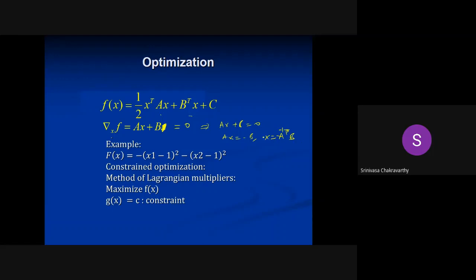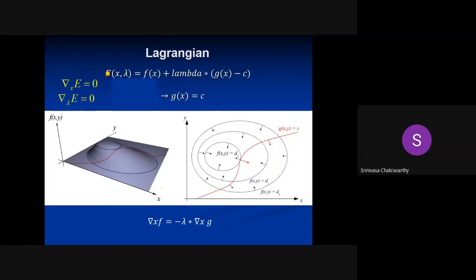We'll see that later. So now let us take the case where I have a cost function which needs to be optimized, and I also have a constraint, like g of x equal to c, which is an additional constraint. So I need to optimize f of x for some constraint. So how do we do that? For that we adopt something called the method of Lagrangian multipliers.